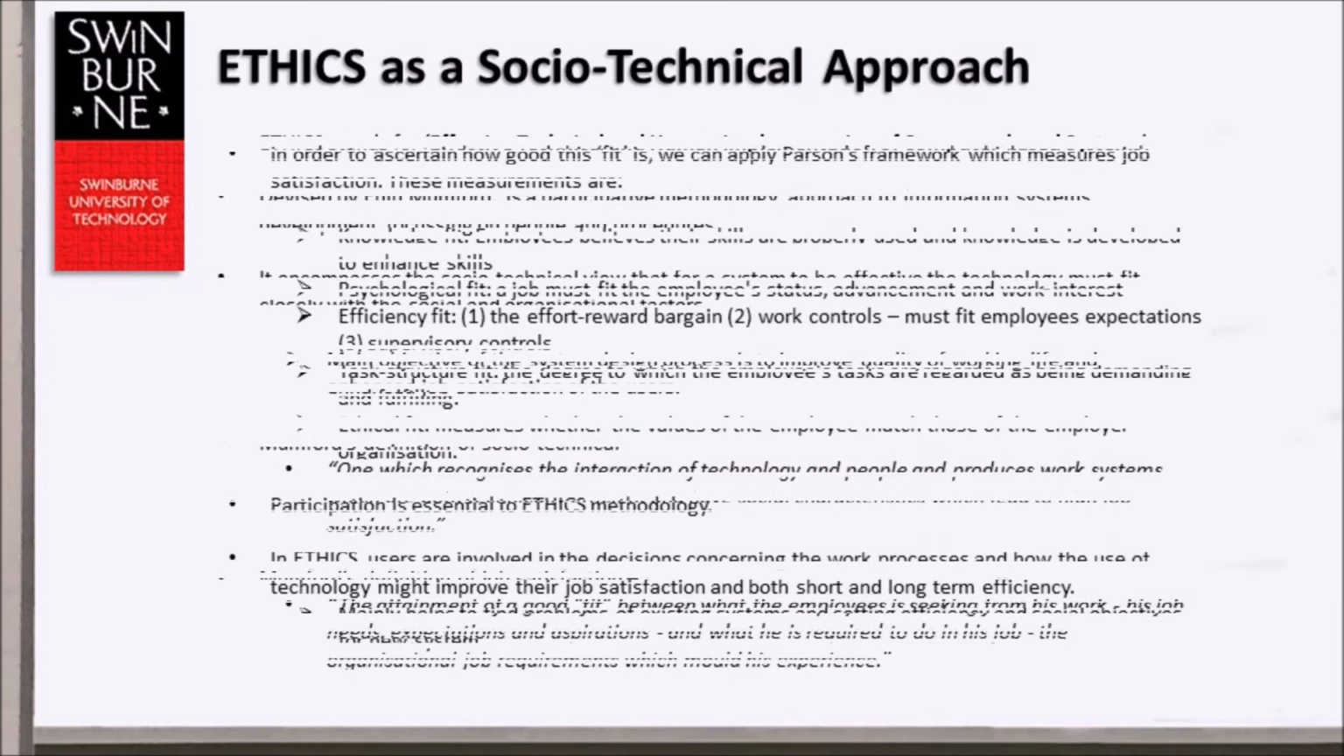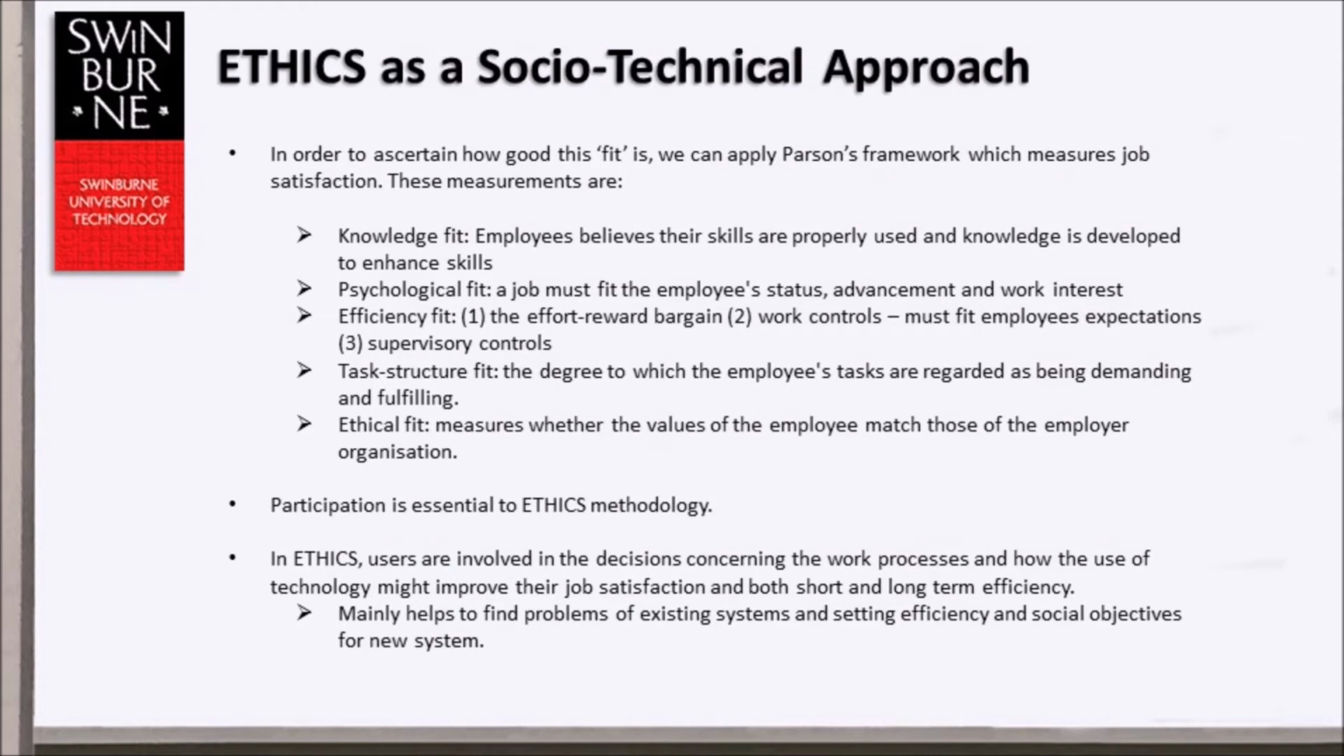In order to assess how good this fit is, we can apply Parsons' framework, which describes job satisfaction. These measurements are: knowledge fit, which basically says the employees believe their skills are properly used and knowledge is developed to enhance skills. Psychological fit: a job must fit the employee's status, advancement, and work interest. Efficiency fit includes 3 things: the effort-reward bargain, work controls that must fit employee expectation, and supervisory control. Task structure fit: the degree to which the employee's tasks are regarded as being demanding and fulfilling. Ethical fit measures whether the values of the employees match those of the employees' organizations.